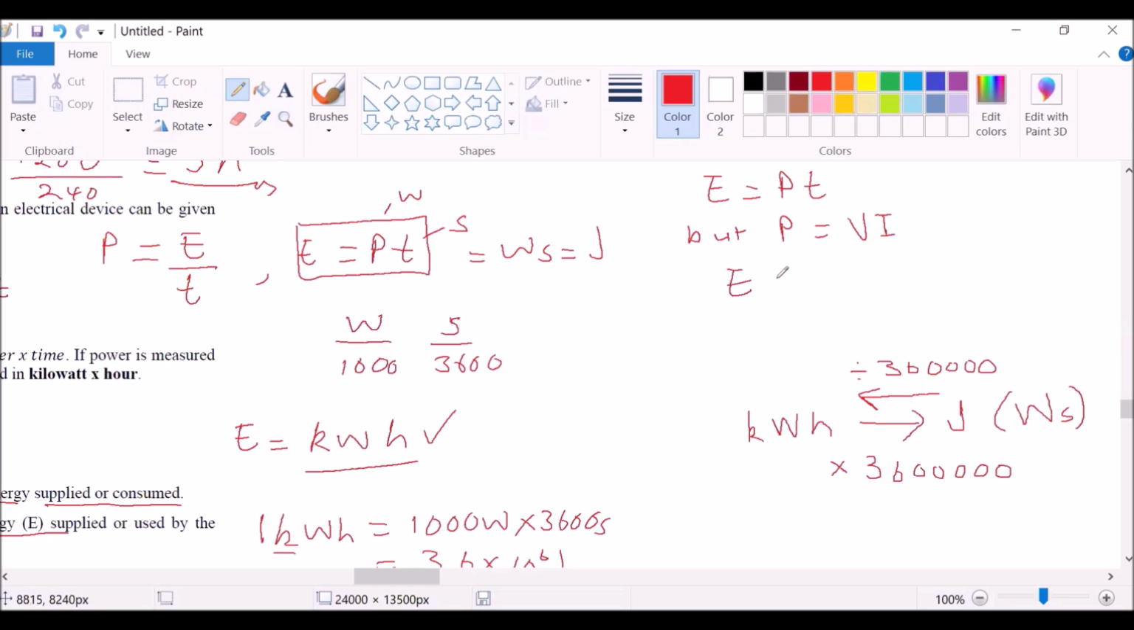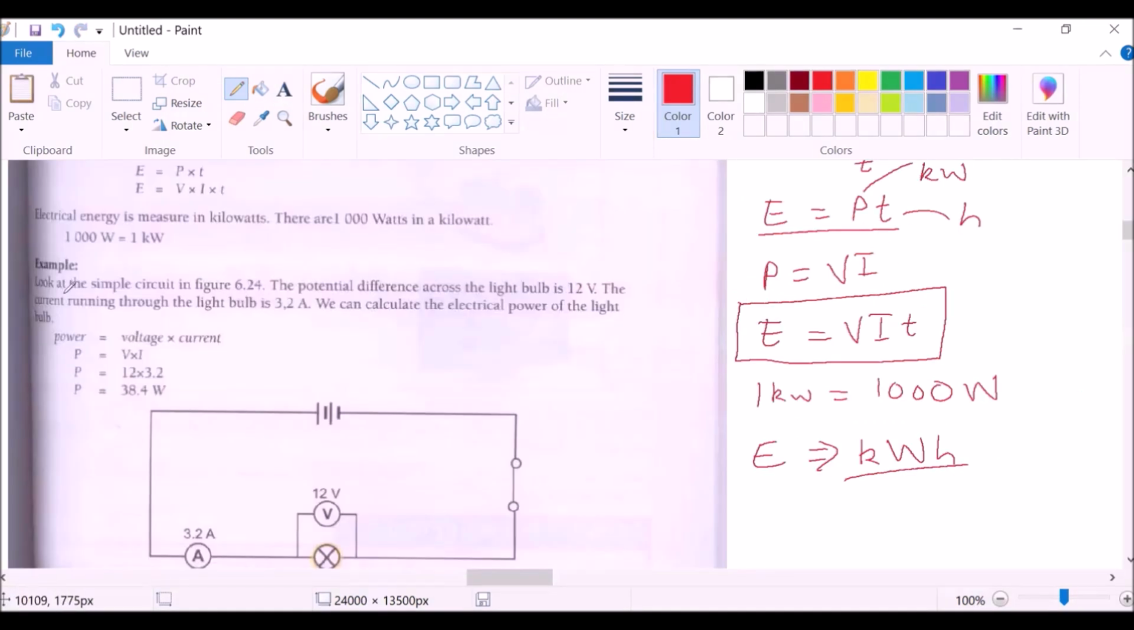Therefore, electrical energy is equal to voltage times current times time. This is another important equation. So the two primary equations we are supposed to know are this equation and this equation. Let's look at this question.